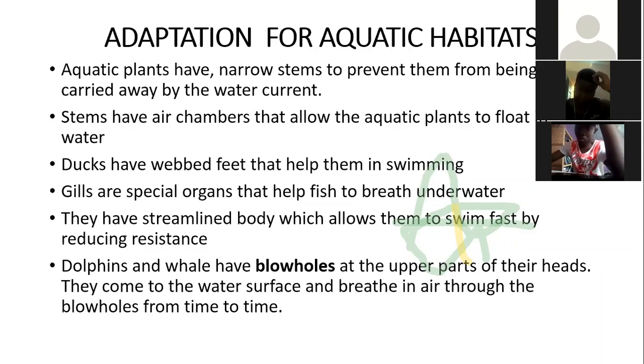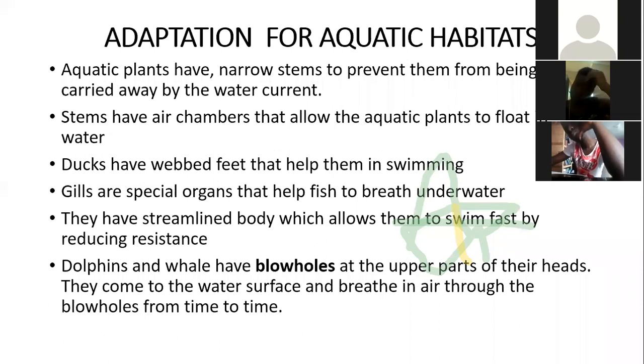4, gills are special organs that help fish to breathe underwater. The next one, the bodies of these fishes are streamlined, allowing them to swim fast by reducing the resistance in water.